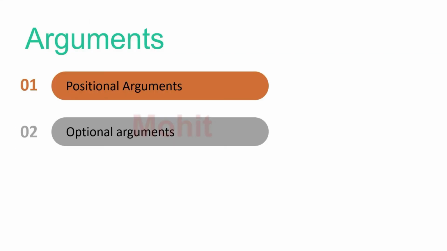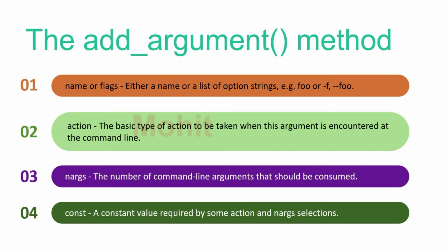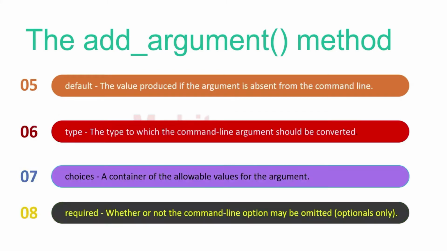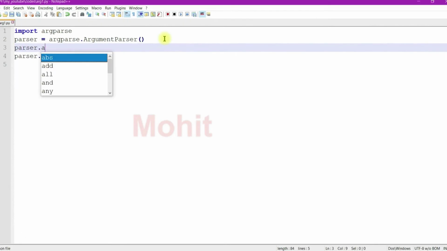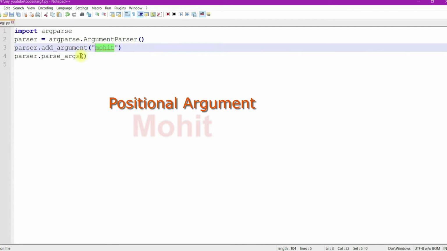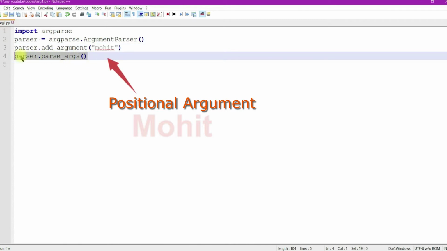Two basic types of arguments are present in argparse: positional argument and optional argument. In order to add positional and optional argument, we take the help of add_argument method, which can take different types of parameters. All those parameters are listed over here. First of all, let us use the positional argument. Here I defined Mohit as a positional argument. parse_args parses the added argument.